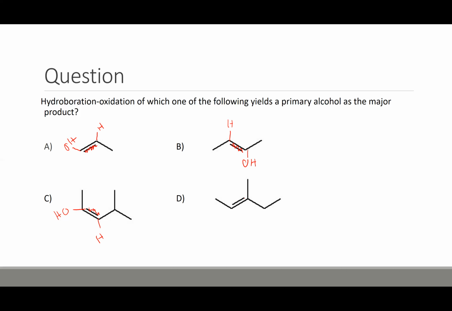Again, on this one, OH and hydrogen. Again, OH is ending up on the less substituted carbon, in this case for a hydroboration oxidation. So looking at our final products, which one of these is a primary alcohol? That would be A, an OH group that is attached to a carbon with only one other carbon attachment.